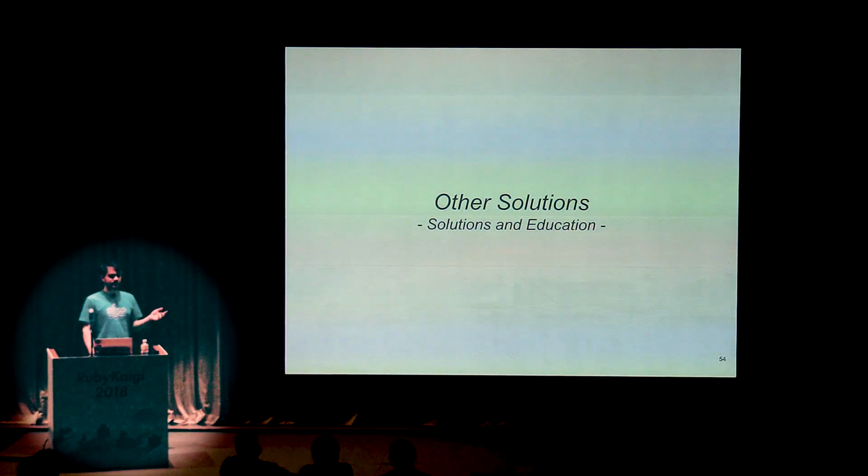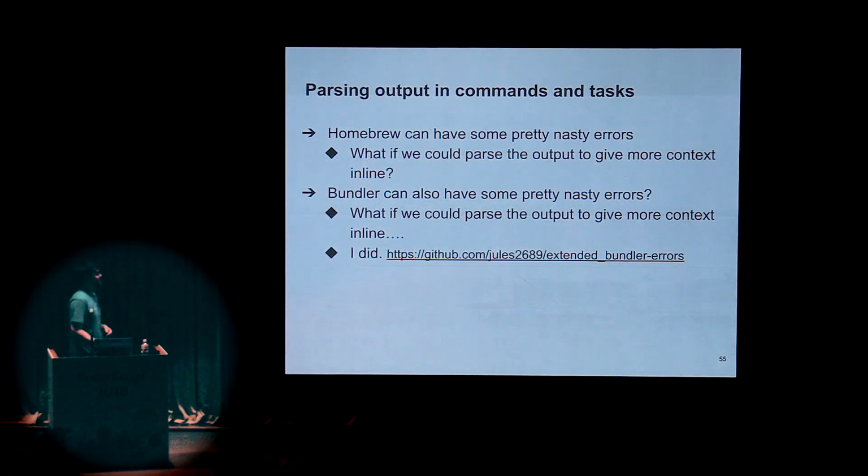So those are some great examples, and I want to go over a few other solutions quickly. You can parse output and commands and tasks. Both Homebrew and Bundler can give really nasty errors, like with GCC of just like, oh, I can't find this thing, and then you go on Stack Overflow for 6 hours and then cry because you can't figure out how to read C code. It's really confusing, and when you have thousands of developers, this is a big problem. So you can parse that output and give more context. I actually did that with this project called Extended Bundler Errors, which is a Bundler plugin. I'm currently discussing adding it into the Bundler organization, potentially, or just including it more by default. It's still a work in progress, but it's pretty promising.